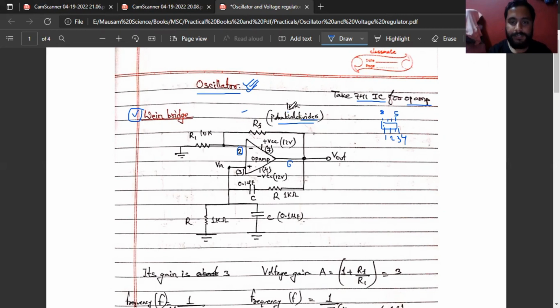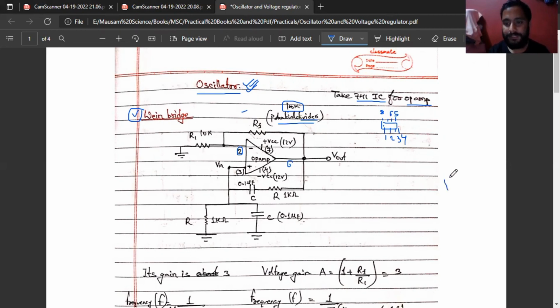I have written a potential divider, potentiometer, whose value is 100 kilo ohm. Okay, a 100 k potentiometer will be connected over here. It is the variable resistance. We'll connect here 10 kilo ohm, and this connection goes to the output terminal of the op amp, that is number 6. We'll connect this RF, one terminal of this potentiometer to 2 and the other terminal of the potentiometer to 6.